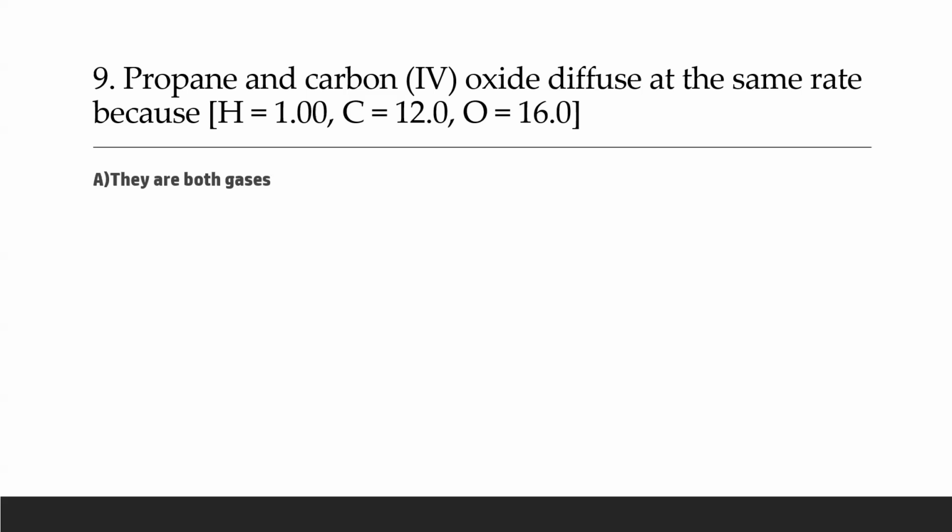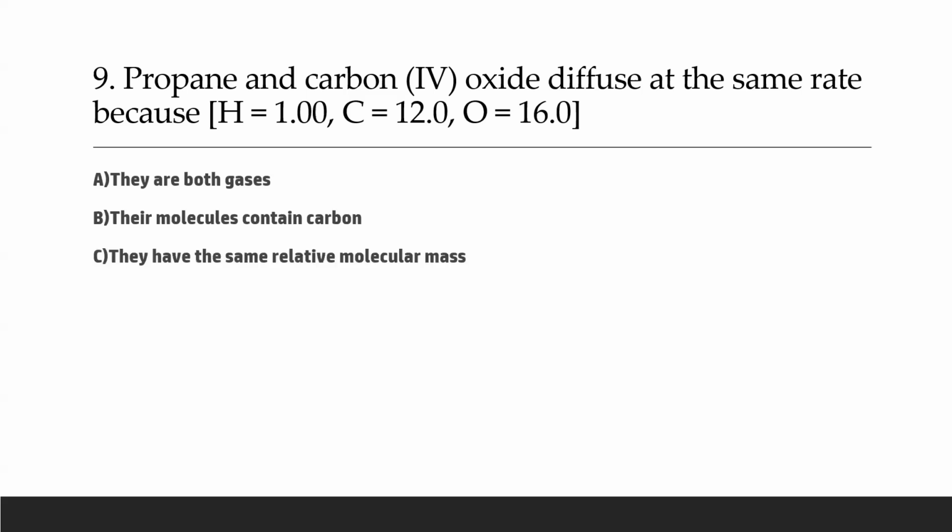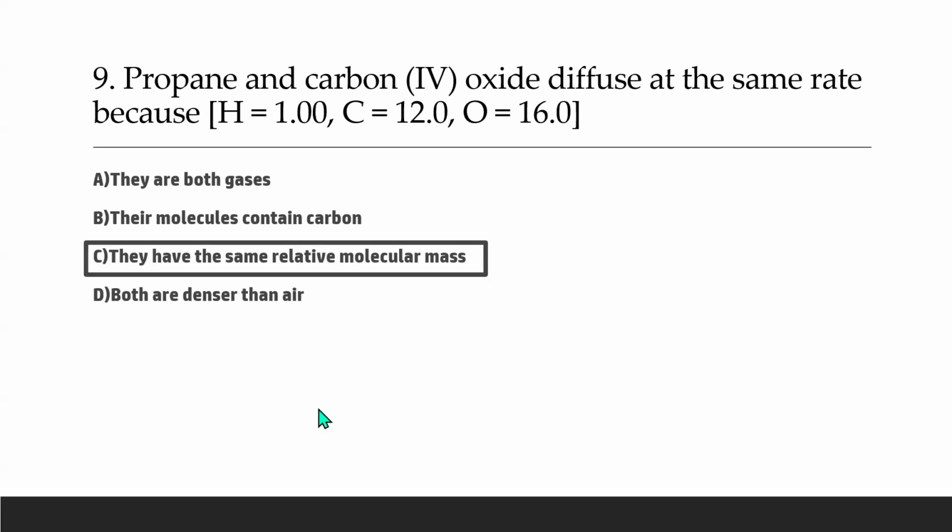So let's look at the options. Why is it that they are diffusing at the same rate? A, because they are both gases. B, their molecules contain carbon. C, they have the same relative molecular mass. D, both are denser than air. So the answer is C, because both of them have the same molecular mass.